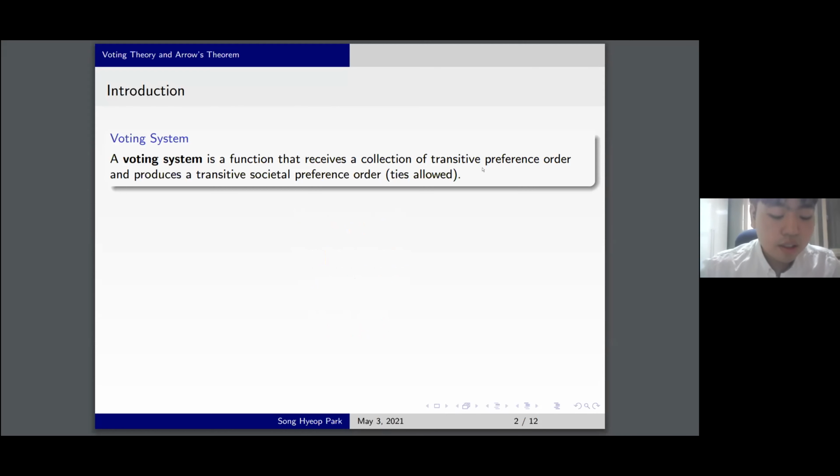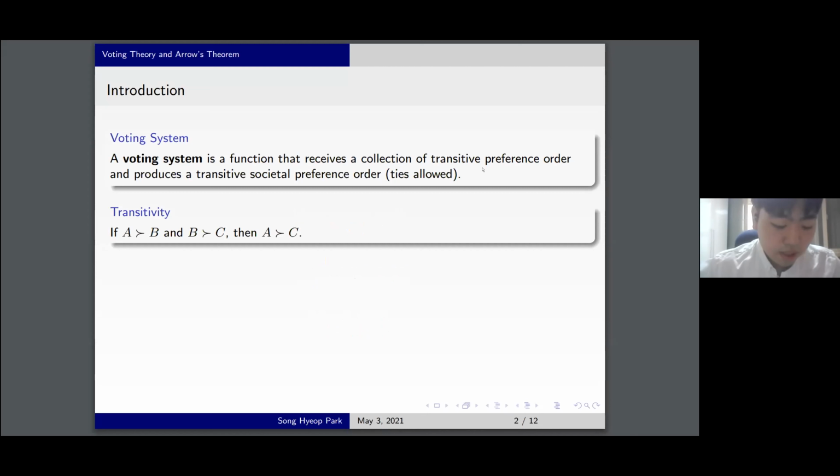You can think of the preference order as a ranking of candidates. And preference order in a voting system should satisfy transitivity, which means if A is preferred over B and B is preferred over C, then A is preferred over C. And you could also include the phi sphere.